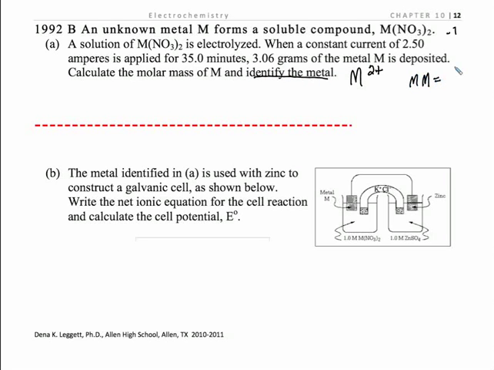To identify the metal, I need to determine its molar mass. So I need to take the grams and divide it by the moles of metal. So it gives me the grams. All I need to do is find my moles. And I can find that based on the electrolysis. So I electrolyzed for 35 minutes. Now, my amp is 2.5. Remember, that's the same thing as a coulomb per second.